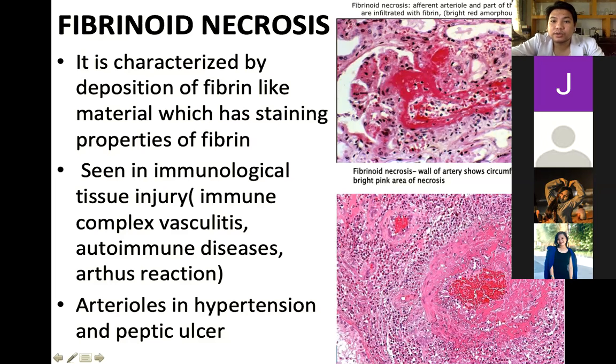Okay, in this necrosis class, the afferent arteriole, part of the glomerulus, are infiltrated with fibrin. Ito. Arteries, during hypertension, pwede yan, or inflammation ng ating arterioles. This is our role of the artery, which shows a circumferential bright pink area of necrosis. Ito. Circumferential bright pink area of necrosis.